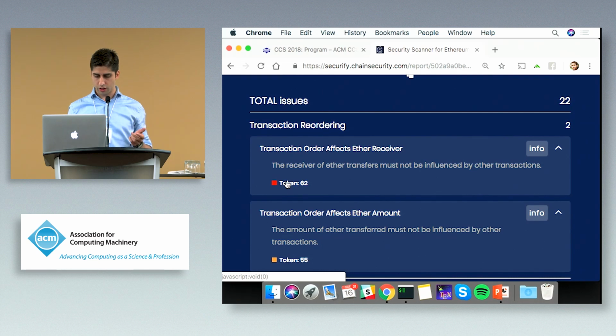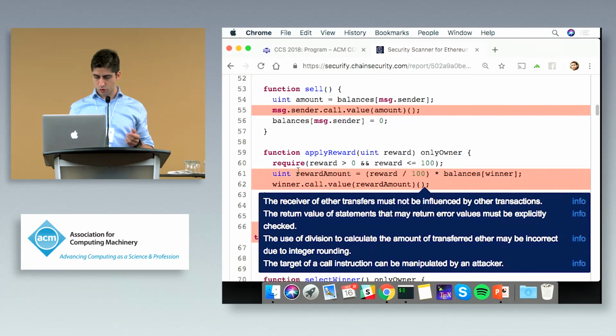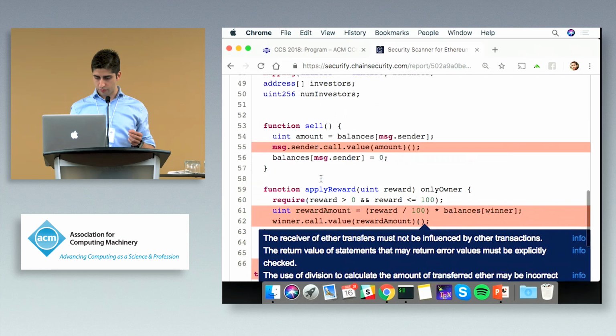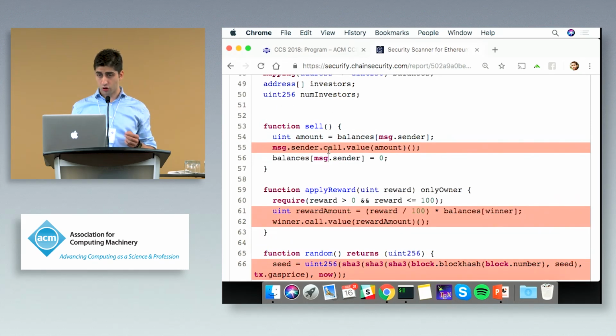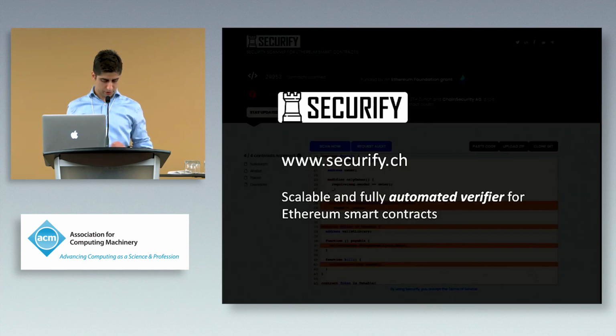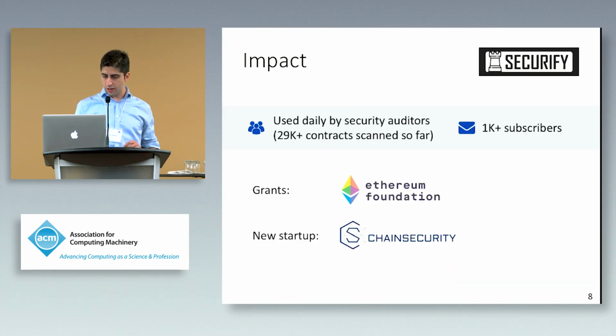For instance, the red here would mean that at this line 62, definitely there is some kind of issue. So this is the example where you have the state change after the call instruction, and again here this would be highlighted to know that there's an issue that has to be fixed. So you're free to try out the system. And we released the full version of the system actually a few months ago.